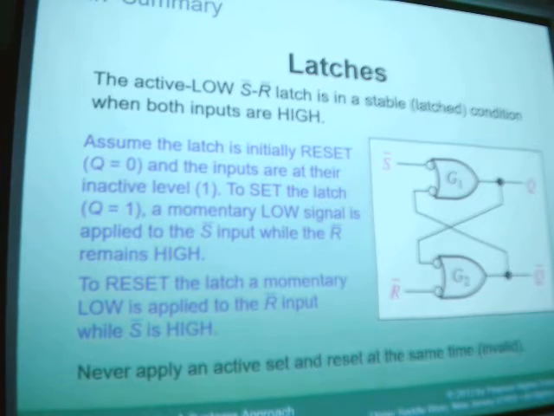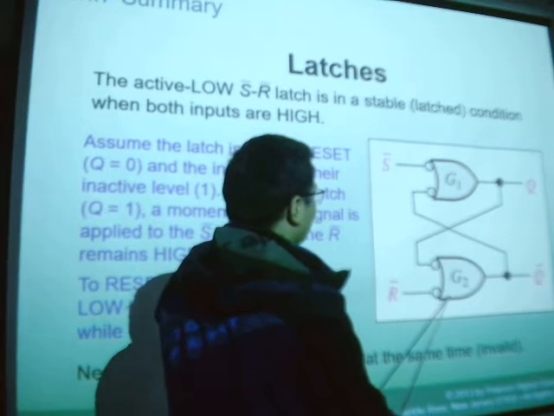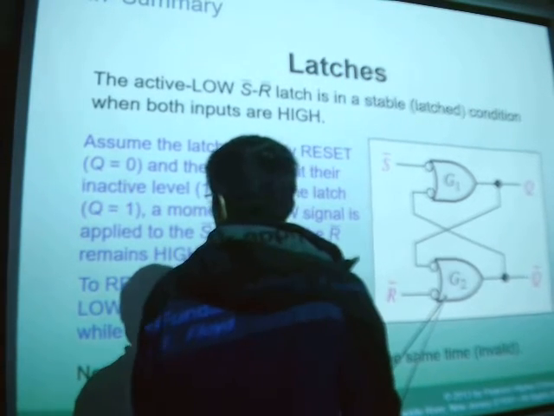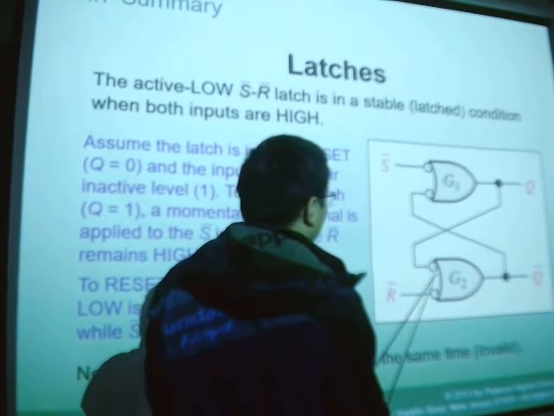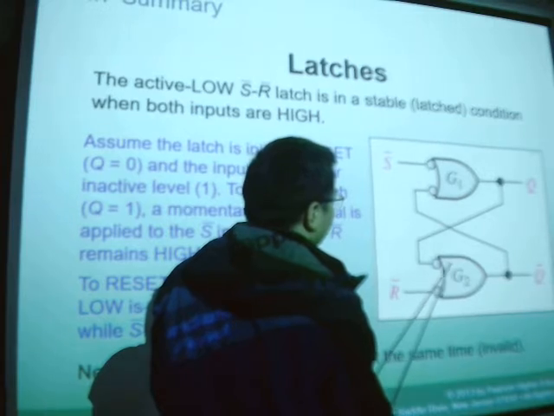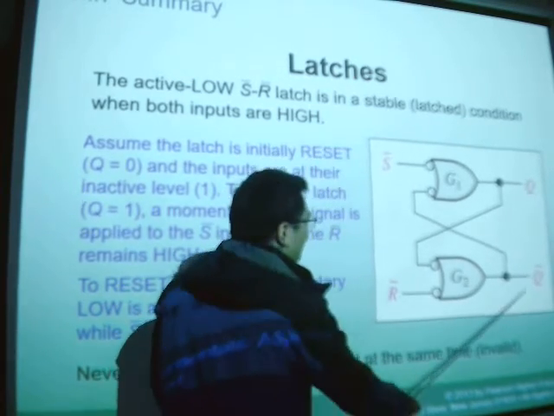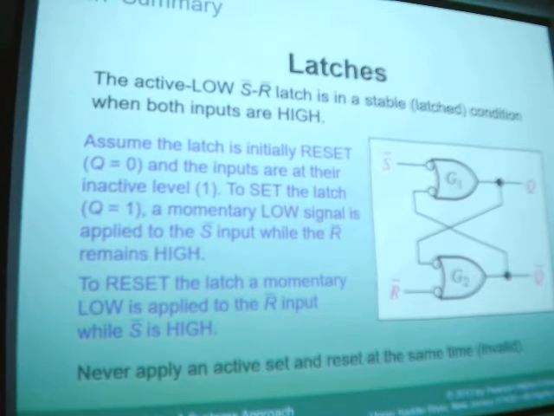Q equals 1, because R bar equals 1, so the output will be 0. Q equals 1 and the output will be 0. So 0 plus 0, the output Q bar will be 0.